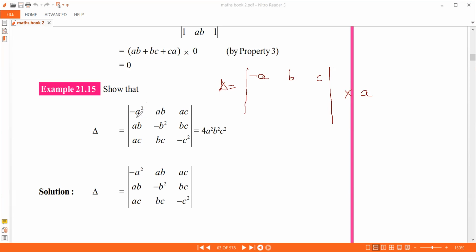In the row, I have taken A as common. In the second one, I will take B as common. If I take B as common, I get A, minus B, and C. Now in the third one, I will take C as common. So the ABC product is there. I'll get A, B, and minus C.